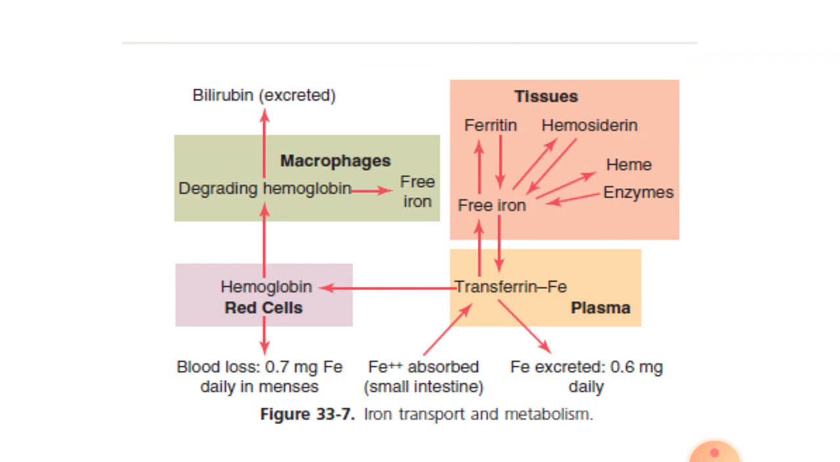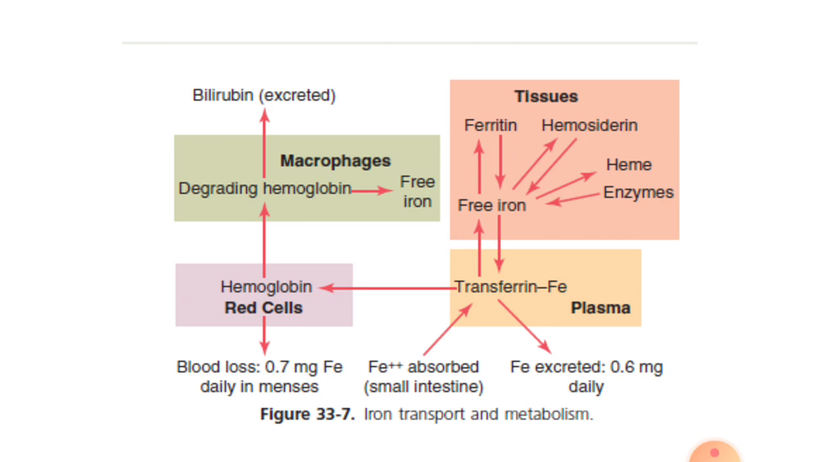The total quantity of iron in the body is about 4 to 5 grams, and about 65% is present in hemoglobin. About 4% is present in myoglobin within muscles. 1% is present as other important components, and about 0.1% is combined with a special protein called transferrin, which is present in plasma.